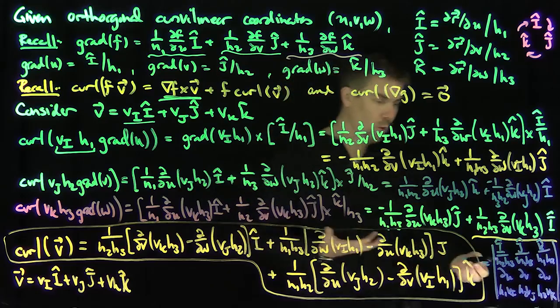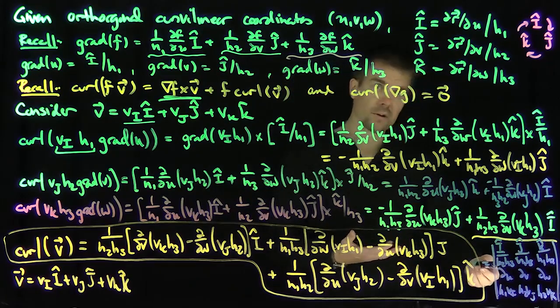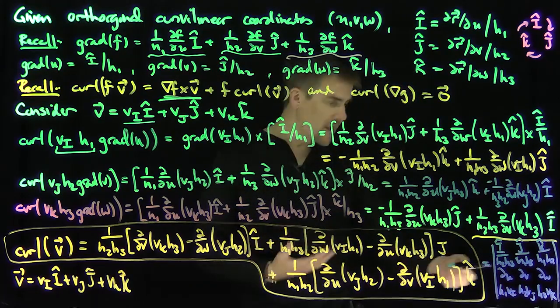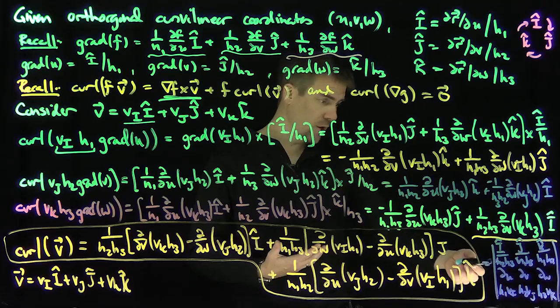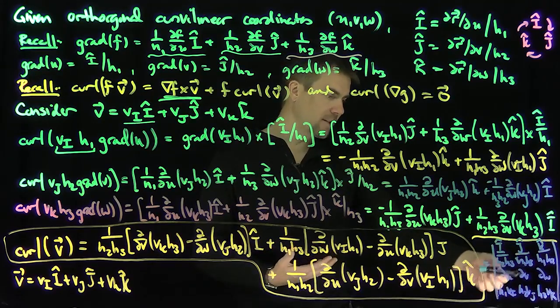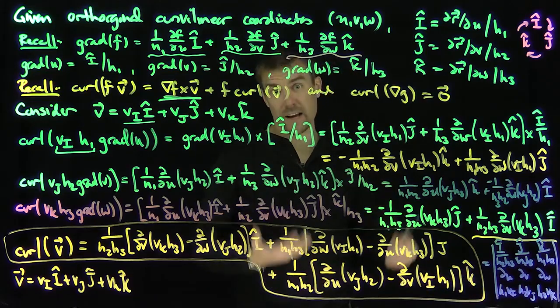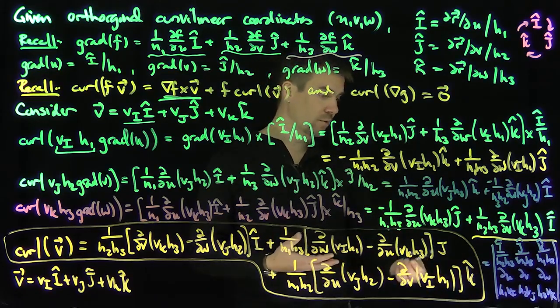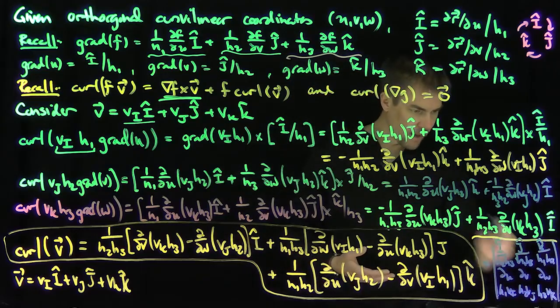In particular, in Euclidean coordinates, what do we see? In Euclidean coordinates, all the Lamé coefficients are constant, just 1. And so when the Lamé coefficients are just equal to 1, this turns into the determinant of i, j, k; d by dx, d by dy, d by dz; V_i, V_j, V_k, and that gives you the standard definition of curl. So this is the more general definition of curl in terms of these Lamé coefficients.